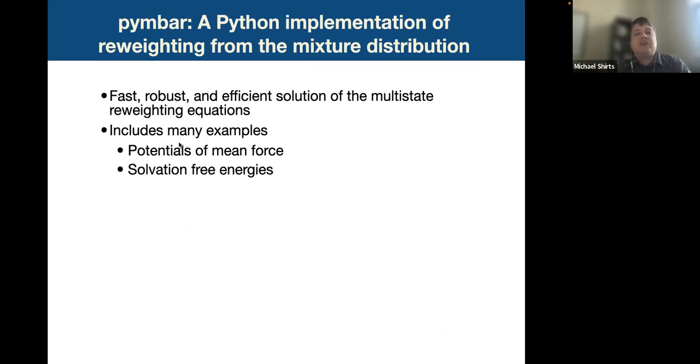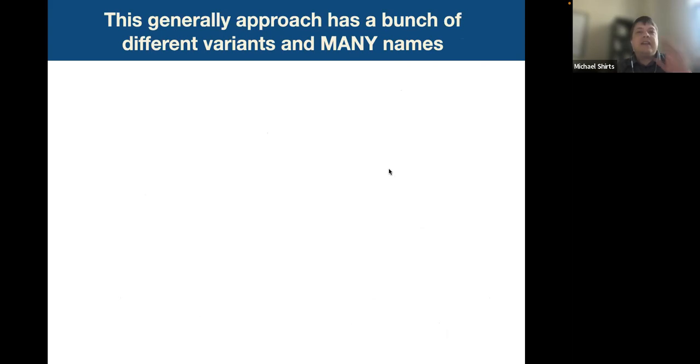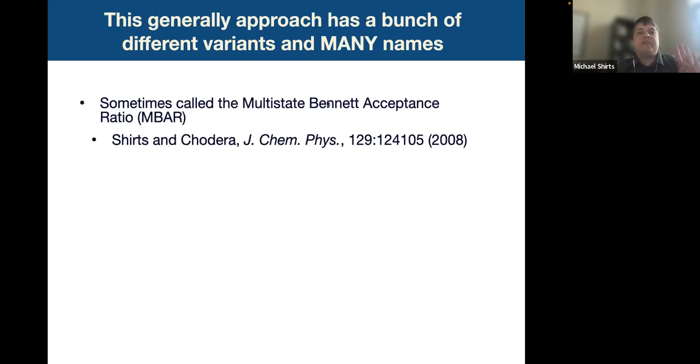There's a lot of things you can use it for: potentials of mean force, solvation free energies, force by a single molecule experiments even. You can install it through Conda, and it's already installed in here. And this approach has many different variants and many names. You've probably used some variant of this already.